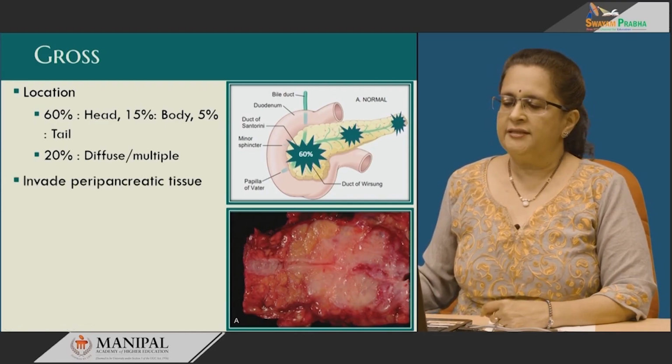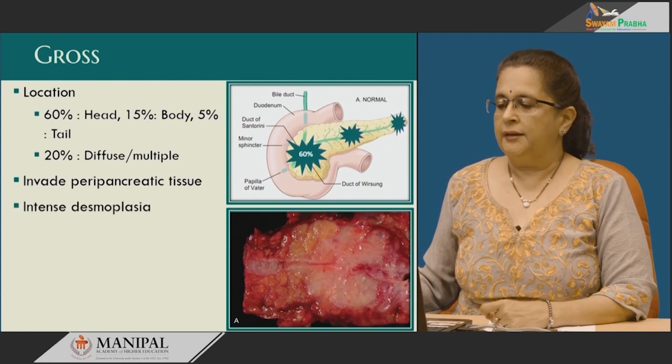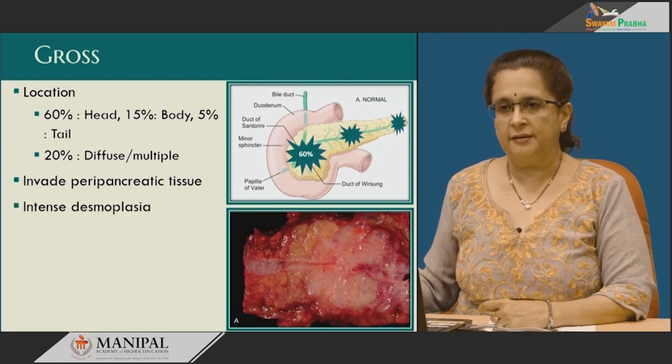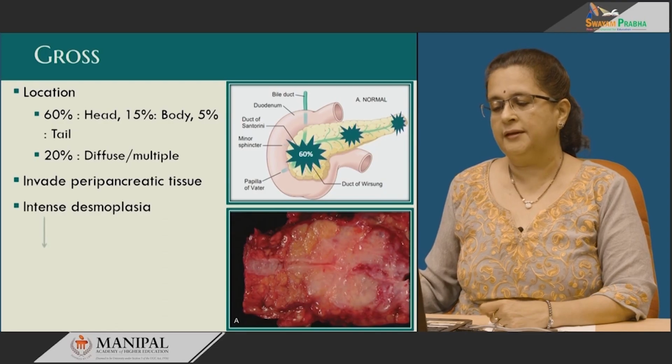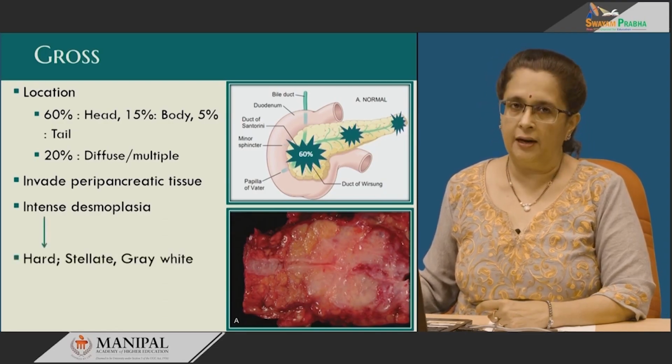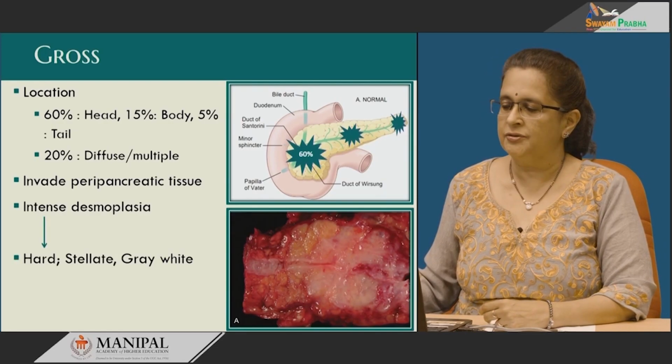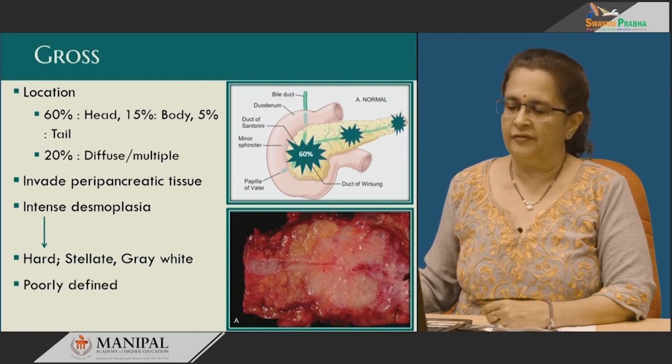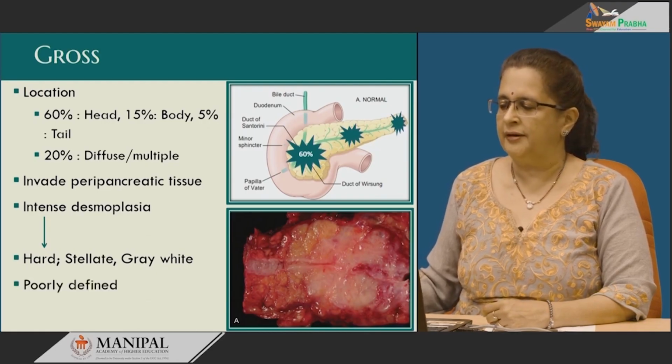It invades peripancreatic tissue and has intense desmoplasia. This intense desmoplasia is responsible for it to have a hard and a grey appearance. It is usually stellate with poorly defined margins. So, the margins cannot be well defined.